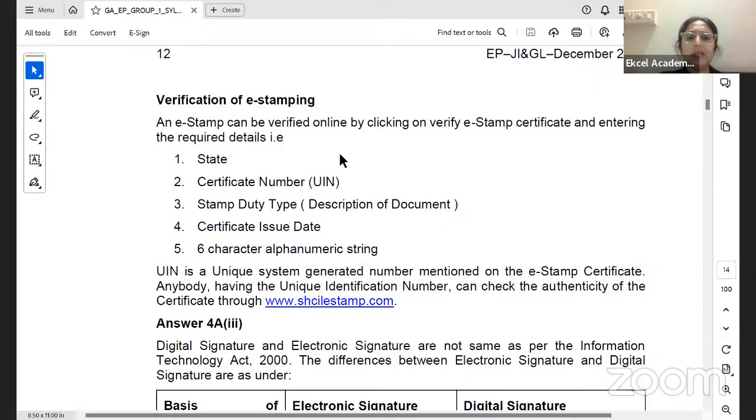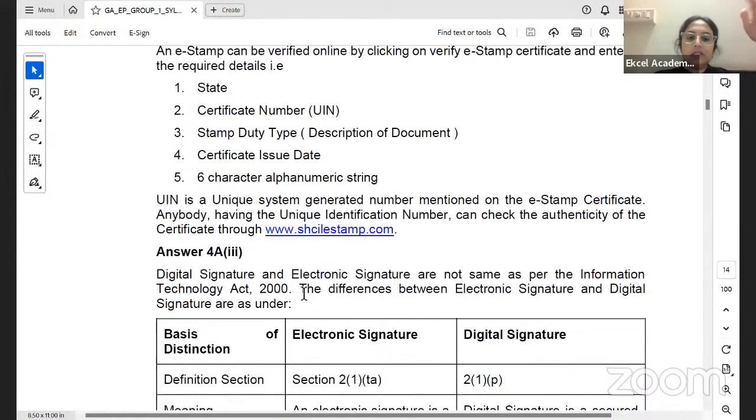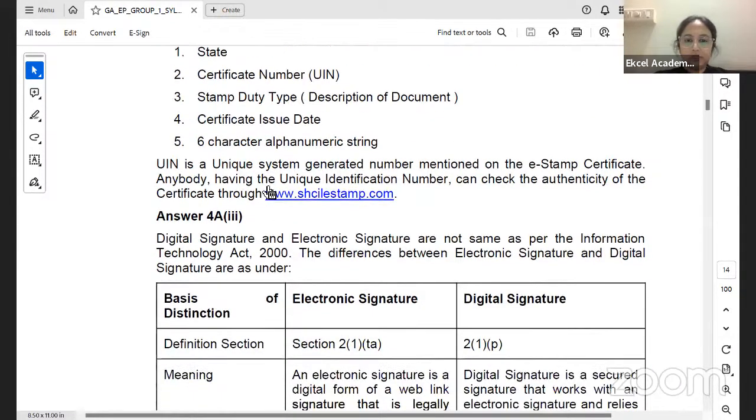How to verify? So an e-stamp can be verified. All these things you have to write: by clicking on verify e-stamp certificate and entering the required details. That is the state, certificate number, unique identification number, then the type of stamp duty, then date, then you have a six character alphanumeric string. So all these things, if you put them in when you go to www.shclestamp.com, there you can verify. You will get to know whether that stamp paper, whatever you are using, is original or fake. So easily, within minutes, you can verify it.